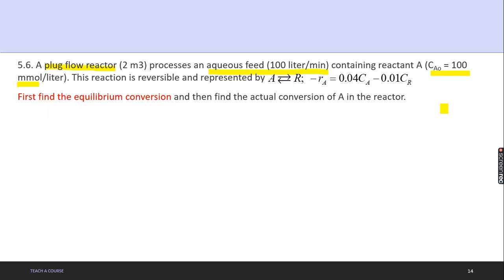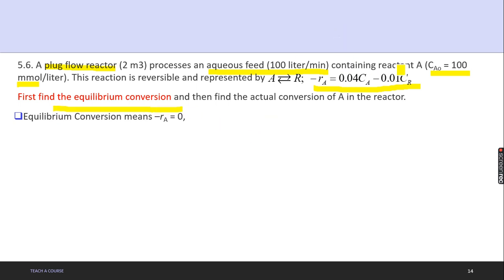Now the first part is the equilibrium conversion. So A is being converted to R and R is being converted back to A, and their rate expression is given. So when you say equilibrium, that means the concentration of A and the concentration of R are no more changing. That means the rate of change of A is 0. That is called equilibrium, right? So we'll use the same logic. Equilibrium means the rate of change is 0.